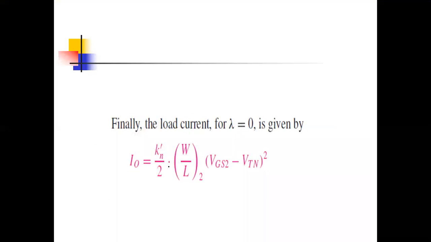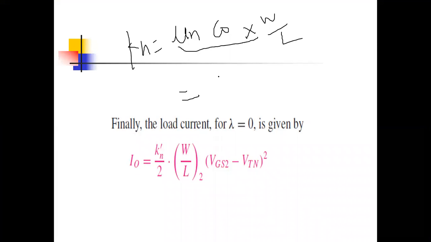Now what you have to do is calculate the output current. The formula of output current uses Kn dash, not Kn. If you remember, the formula of Kn is mu n Cox W by L, but the term mu n Cox you can write as Kn dash. So Kn dash W by L, and in saturation I naught equals Kn dash W by L (VGS2 minus VTN2) whole square.